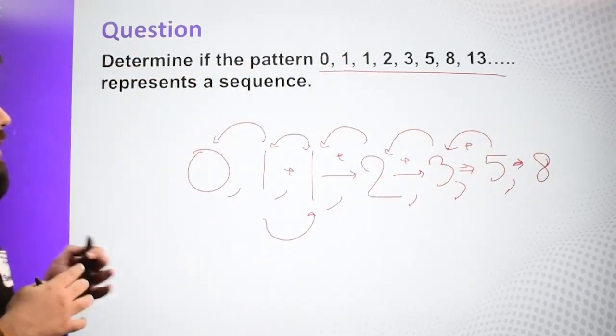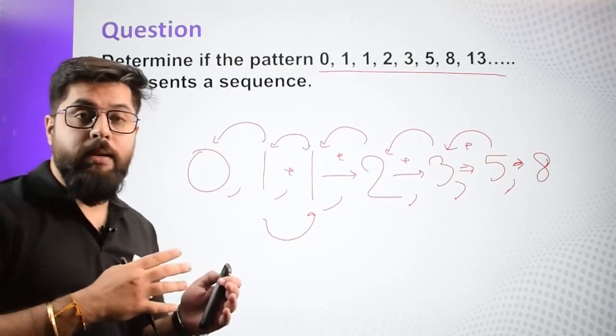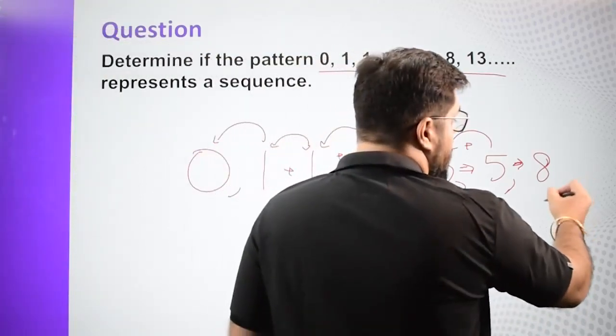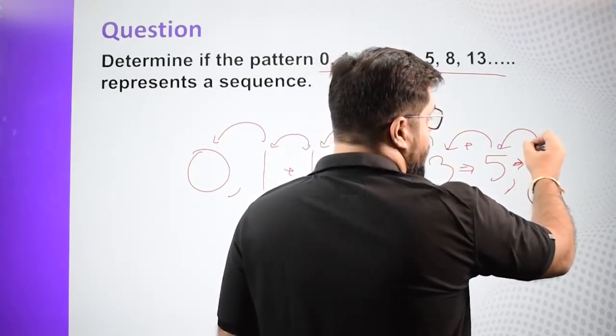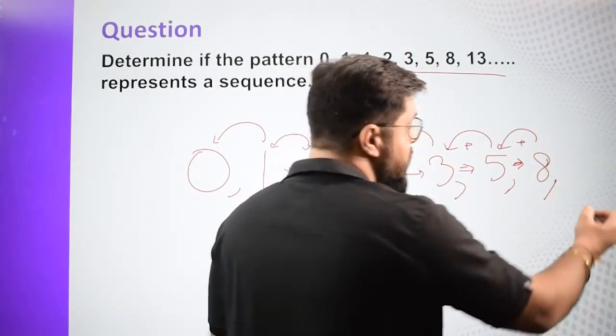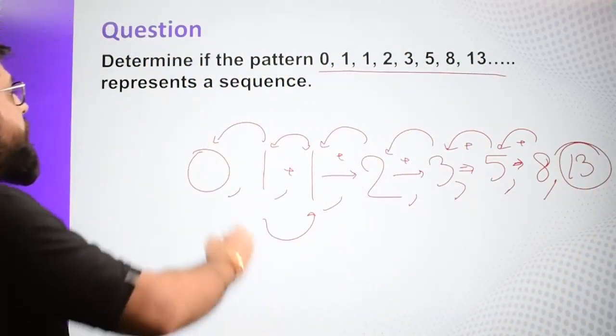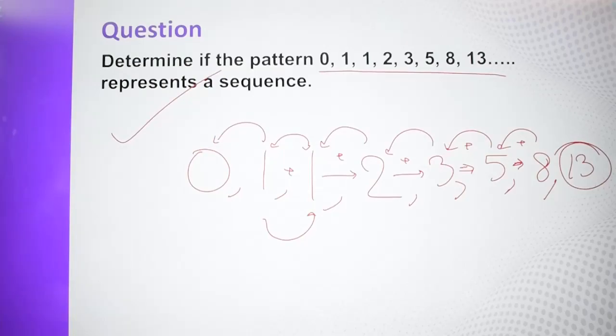So yes, it is following a particular pattern. And if we are asked what will be the next term, what will we do here? 8 plus 5. So what will be the answer? 13. So 13 will be our next term. So we can say that yes, it represents a sequence.